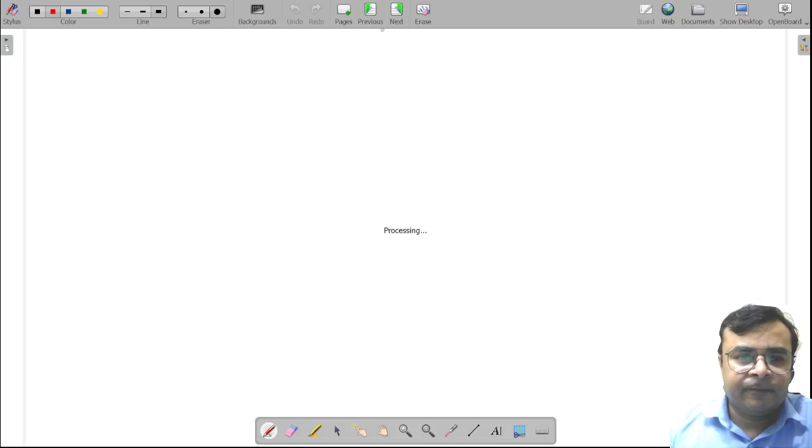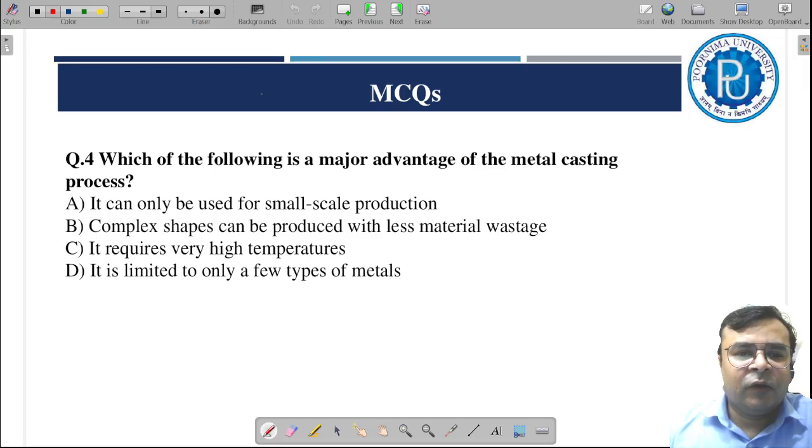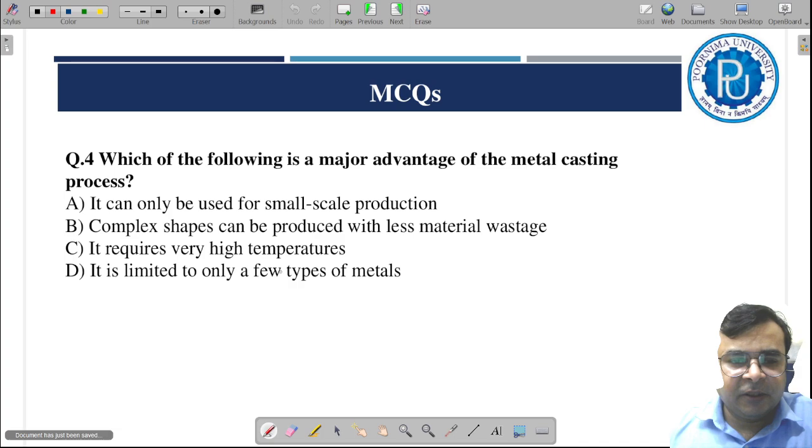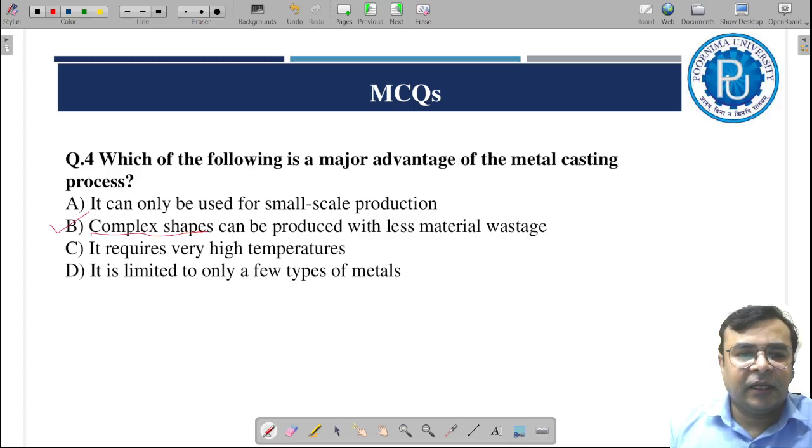Solidifying is also a step of the metal casting process. Next, which of the following is a major advantage of the metal casting process? It can only be used for small-scale production, complex shapes, it requires very high temperature, it is limited to only a few types of metals. The biggest advantage of casting is that very complex shapes can be easily produced. Apart from this, all the other options are limitations of metal casting.